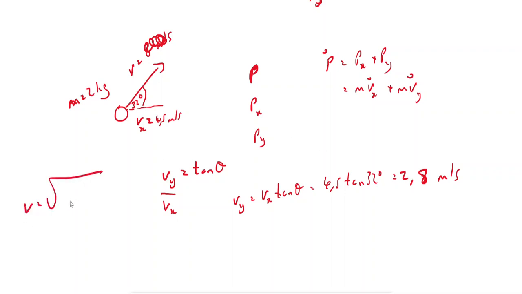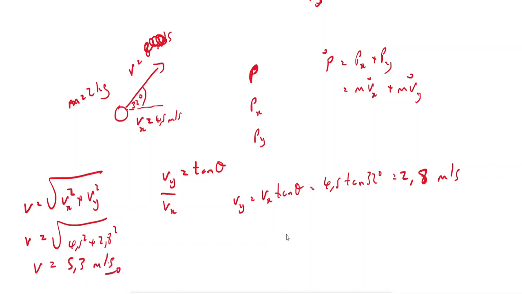V is going to be the square root of Vx squared plus Vy squared. Remember, we did kinematics in 2D, so that's what I'm using. So this is the square root of 4.5 squared plus 2.8 squared. Is it 2.8? Yeah, it's 2.8. And my V is going to be 5.3 meters per second.